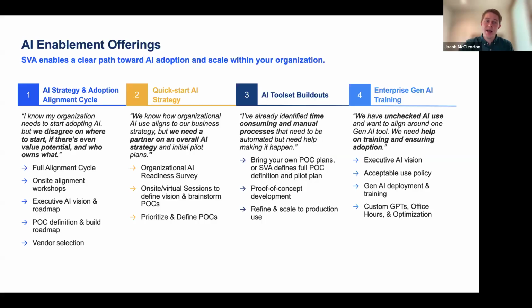We also have a quick start strategy version. This is for organizations who are aligned on how they want to move forward with AI, but just need a strategy partner. We do offer specific tool set build outs as well. And then ultimately, everyone's wanting to get productive and get a return on leveraging tools like Copilot or ChatGPT at your organization. And so we do offer trainings there as well.